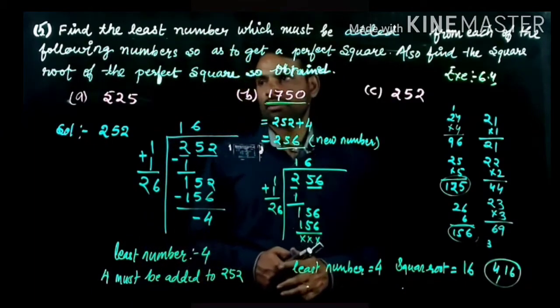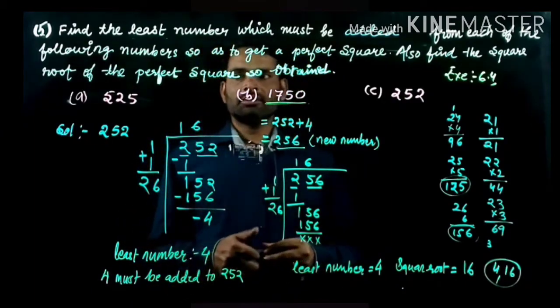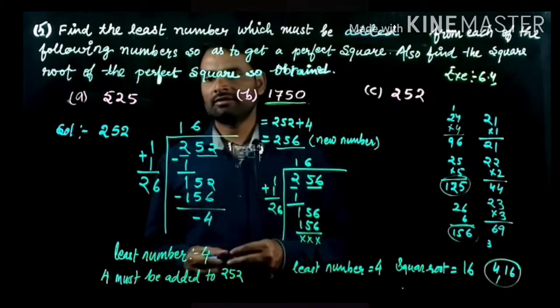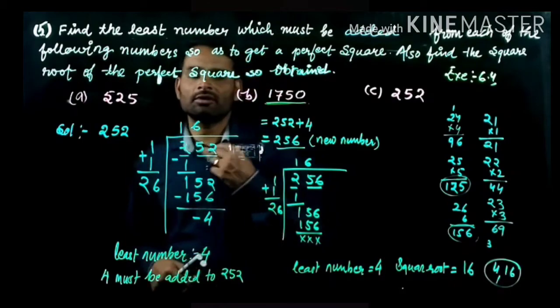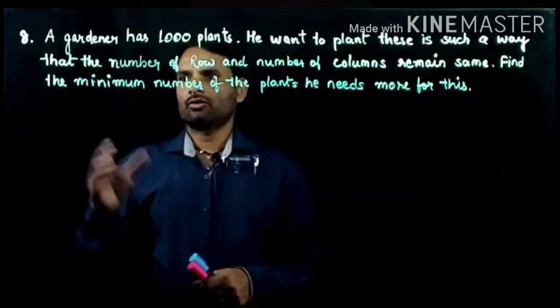Okay, in this exercise a total of 5 questions are given in your NCERT book. 3 questions were solved, and 2 questions you will solve in homework. Question number 8.